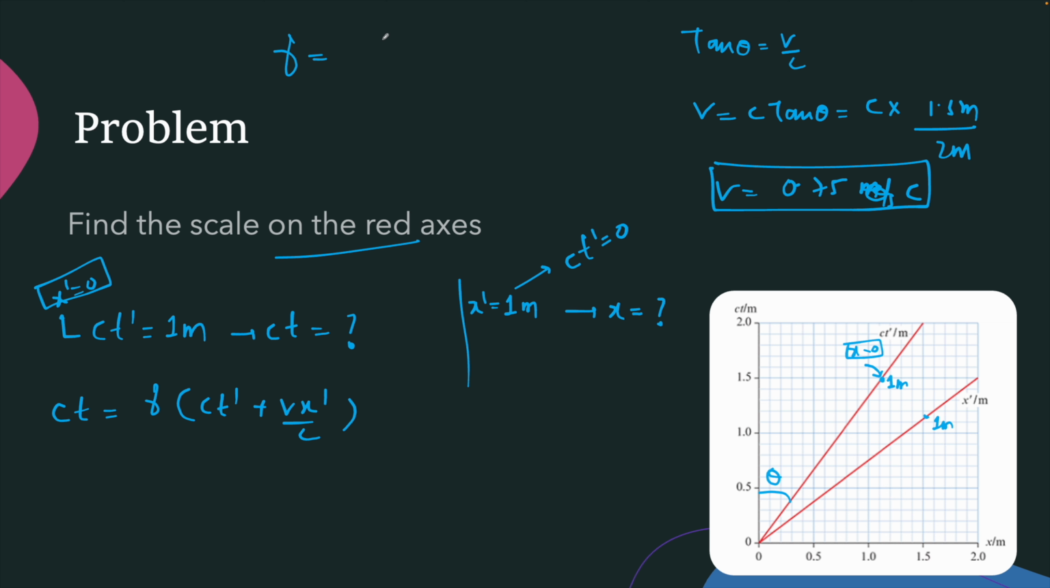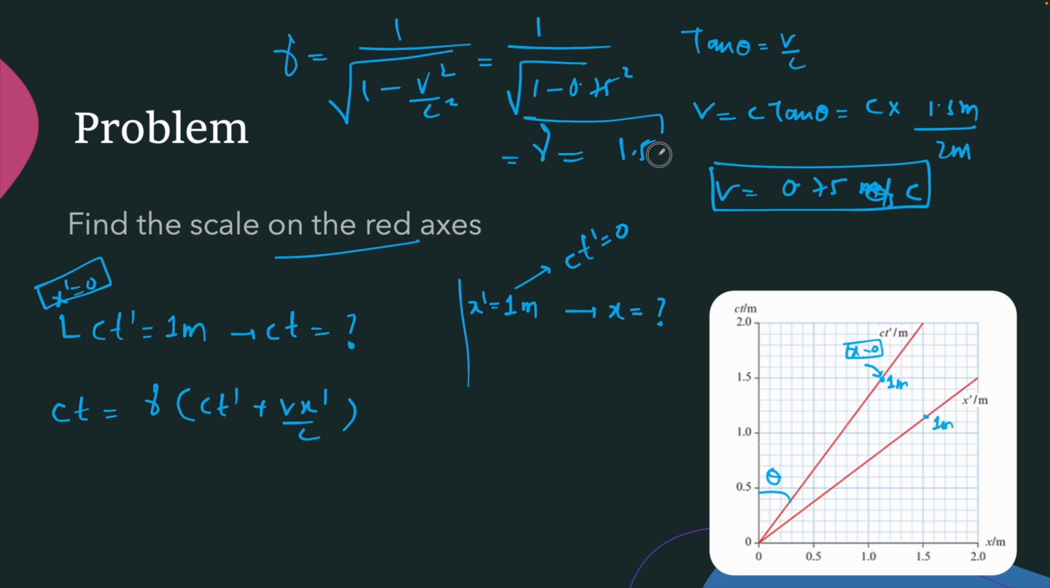Next, gamma is equal to 1 over the root of 1 minus v squared over c squared. By substituting the value of v squared, which is 0.75 squared, it gives us a value of gamma as 1.5. So keeping this value of gamma and substituting here, 1.5 times CT prime. What is CT prime? 1. And what is the value of x prime when CT prime is 1? I clearly said x prime is going to be 0. That means CT is 1.5.